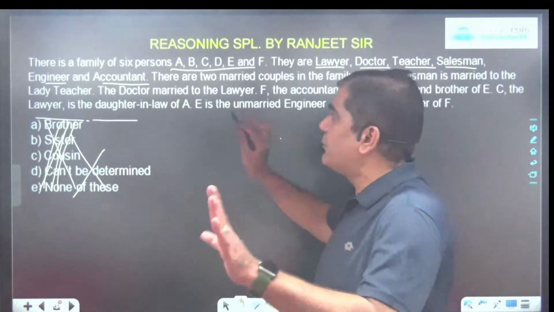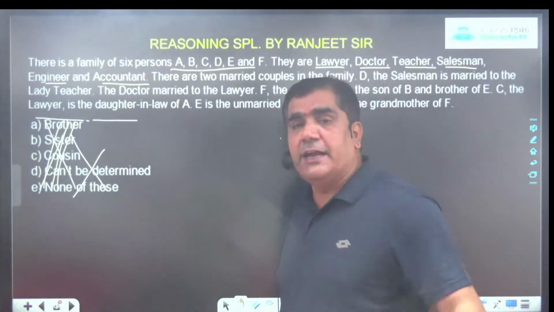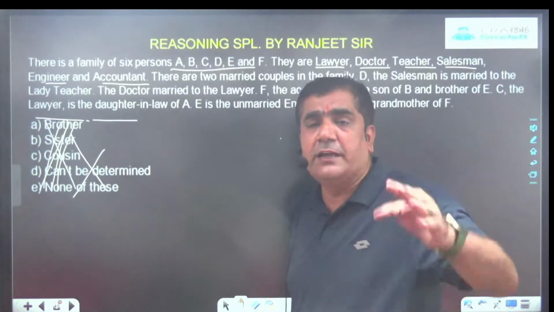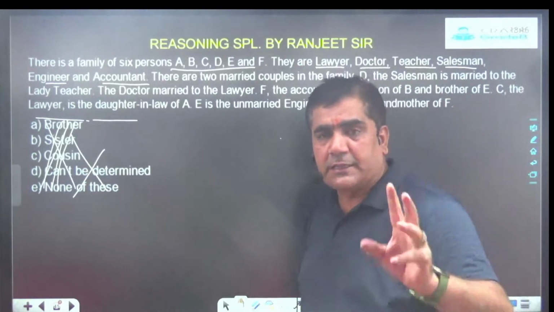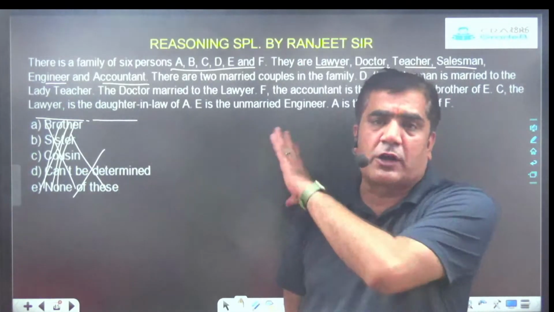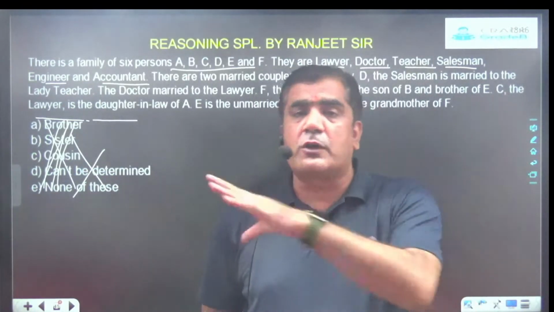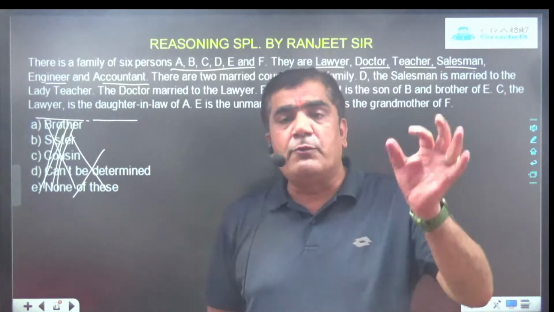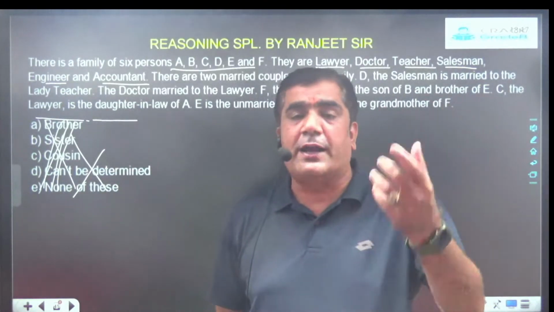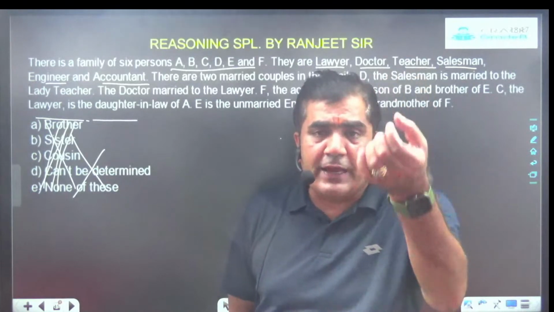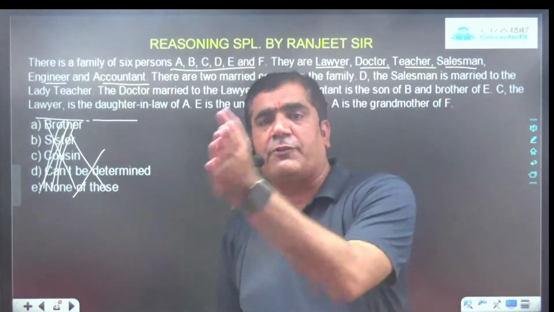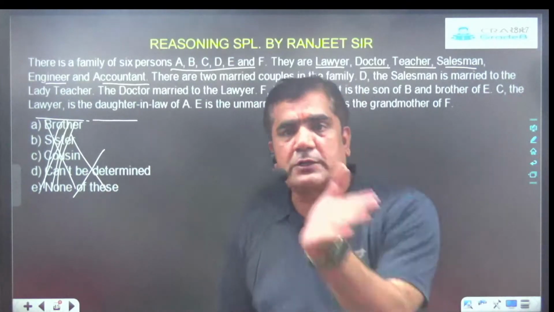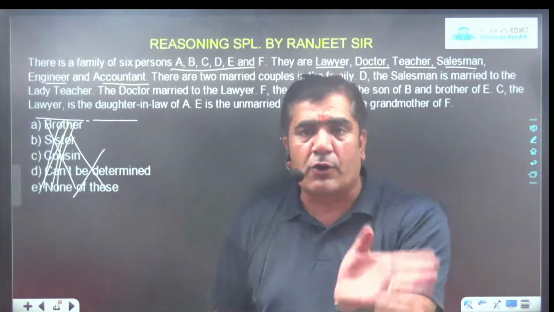Now the best way to tackle this sort of problem is what? Read one statement at a time and draw a separate family tree for each of these statements. See, the best technique to solve this sort of question is to read one statement at a time and plot the family tree of each of the statements separately. Read statement 1, draw the family tree. Read statement 2, draw the family tree. Read statement 3, draw the family tree.